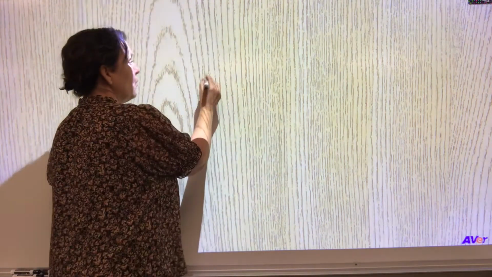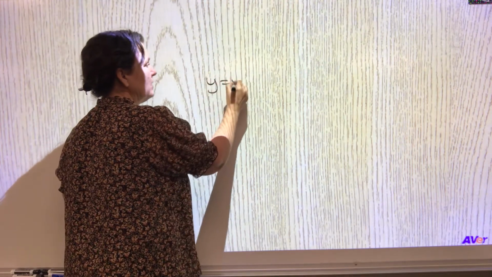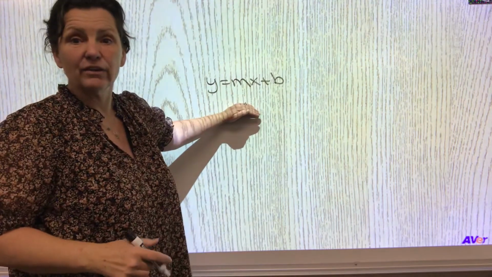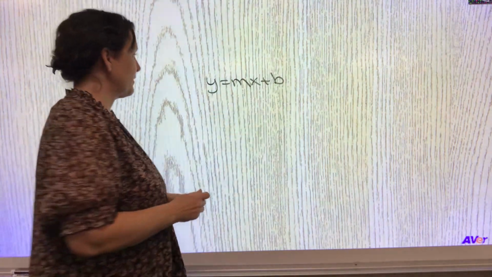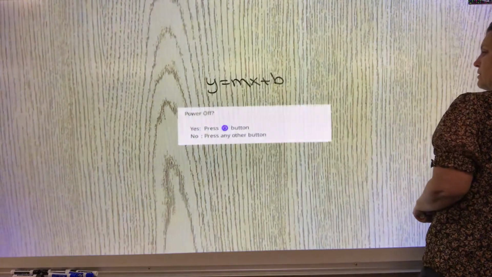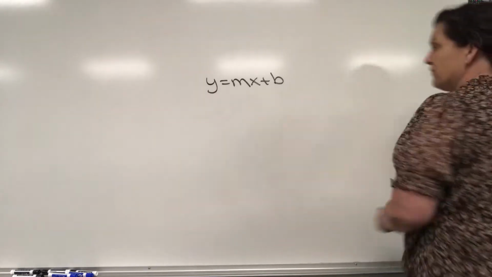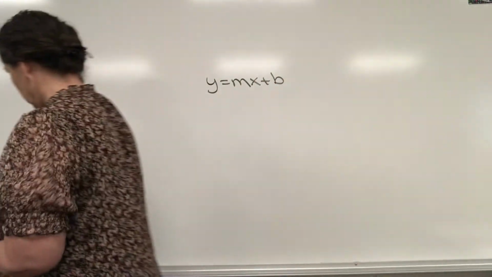So let's talk about what the heck an exponential function looks like. Well, you guys know what a linear function looks like, right? y = mx + b. That's our linear function. So a linear function, we've had a lot of experience with.